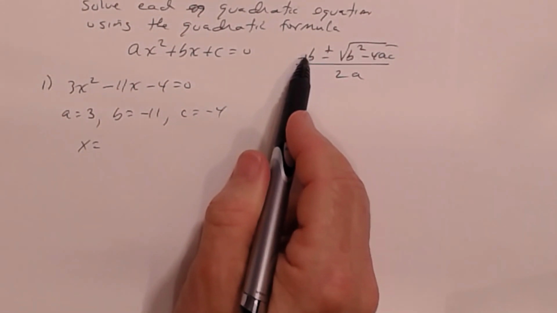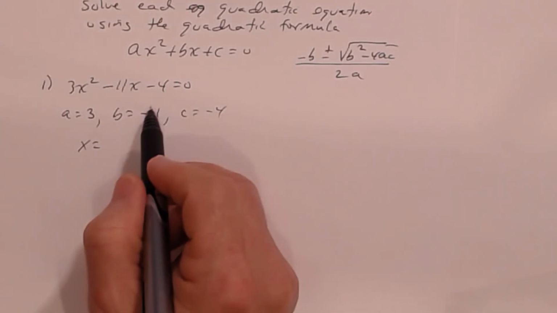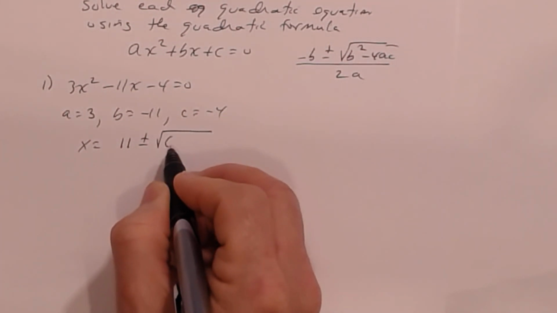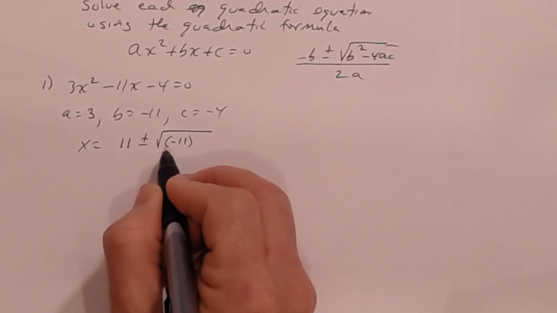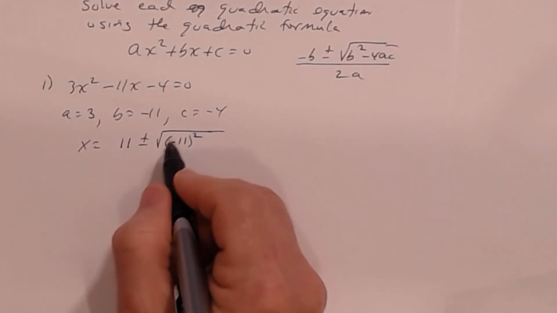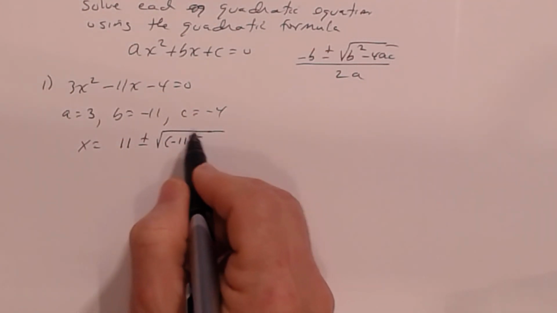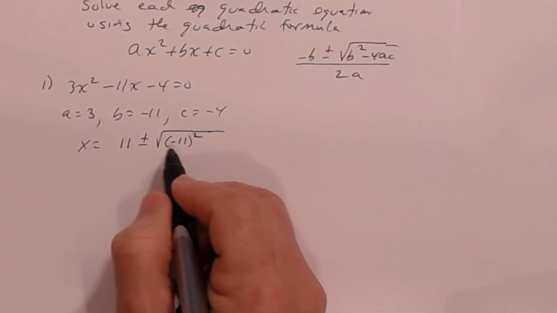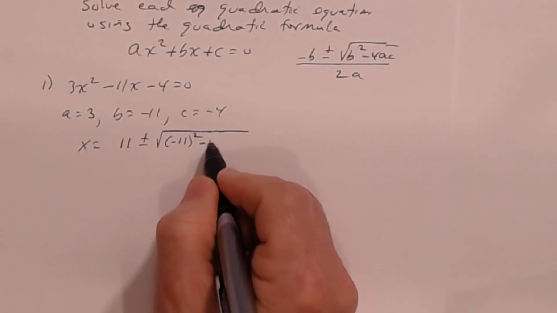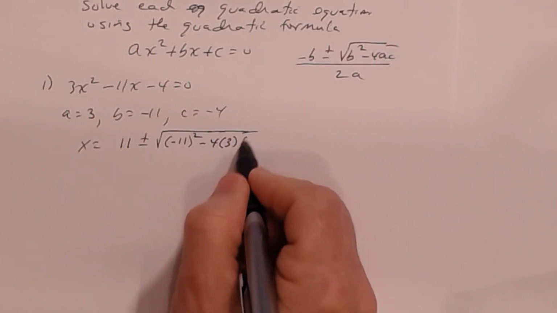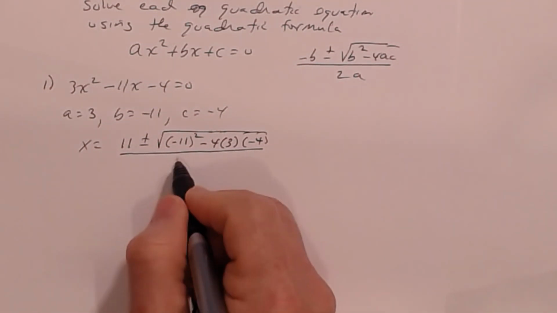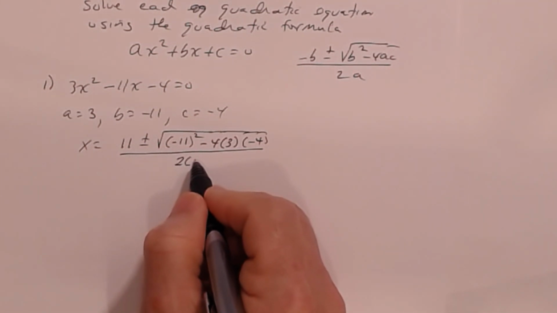So you read this as the opposite of B. So if b is a negative 11, the opposite of negative 11 is a positive 11. Plus or minus the square root of b, which is negative 11. Notice I'm putting that in parentheses, squared. Now keep in mind that b squared, so whatever this number is, it's going to be positive or 0. It can never be negative. B squared can never be negative. Minus 4 times a is 3, times c, which is negative 4. All of this, notice from here to here, is being divided by 2 times a, and a is 3.